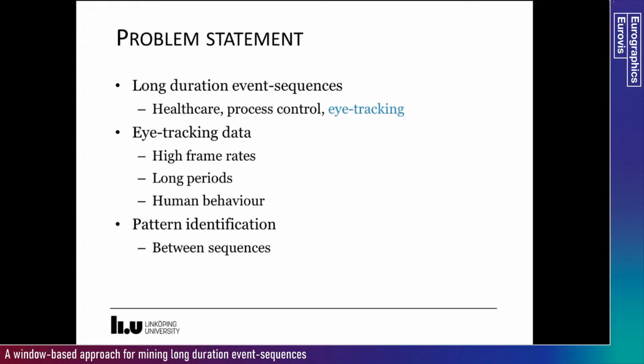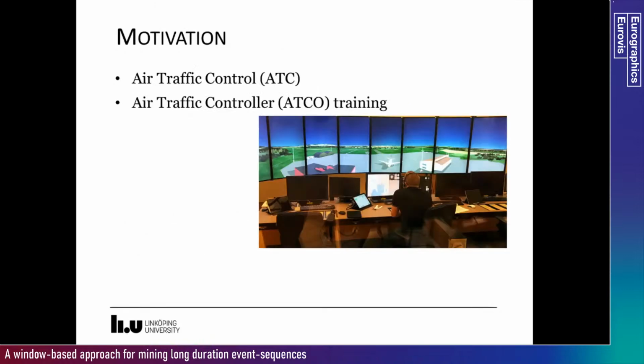Usually, when analyzing event sequences in search of common patterns, such patterns are sought between sequences, meaning that a combination of events is considered a pattern when it occurs in many sequences. But in domains such as case analysis through eye tracking, which deal with fewer sequences but with long durations, patterns are often sought within sequences, meaning that a combination of events is considered a pattern when it occurs repeatedly within a single sequence.